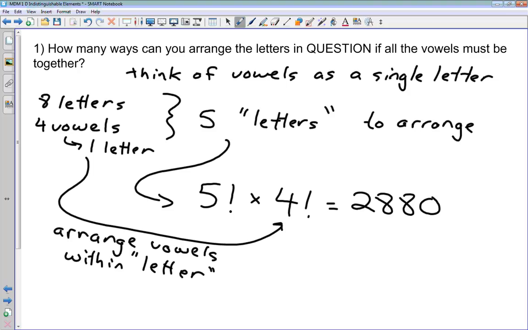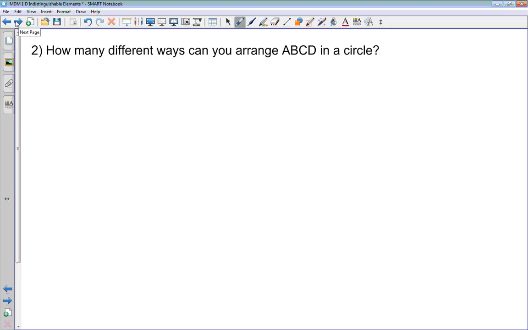Okay. Now, our next question was, how many different ways can you arrange the letters A, B, C, D in a circle? What we've been thinking up until now is we've got them in a line. If we were arranging them in a line, we've got 4 things, so we do our permutation. We could arrange them 4 factorial ways. But if we're arranging them in a circle, things are a little bit different.